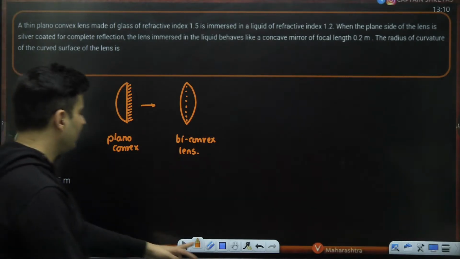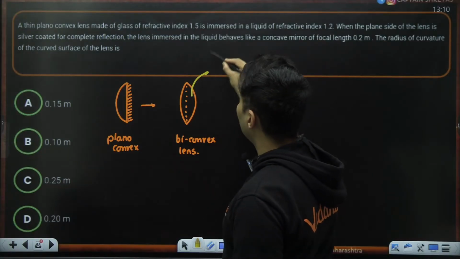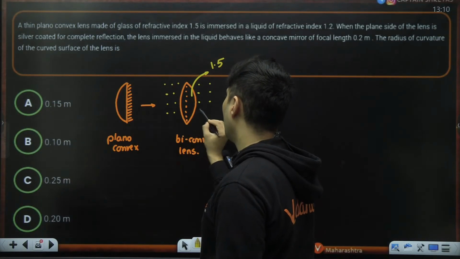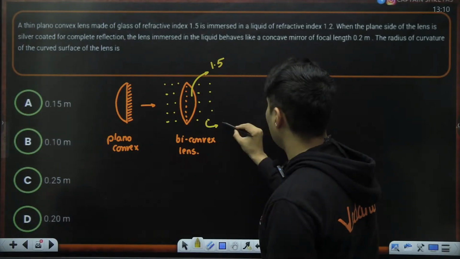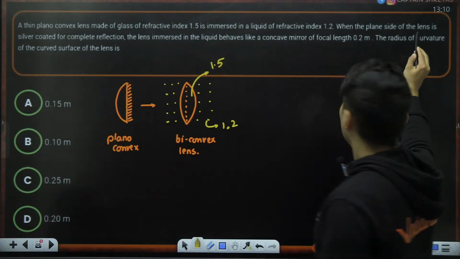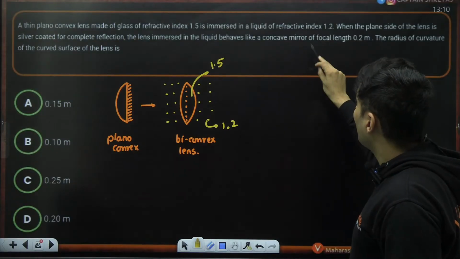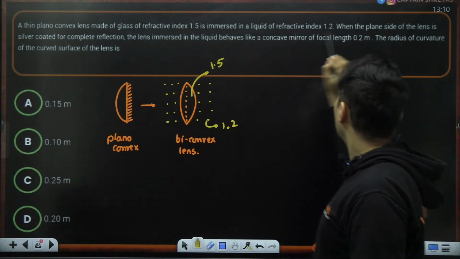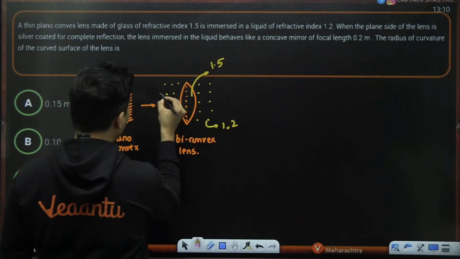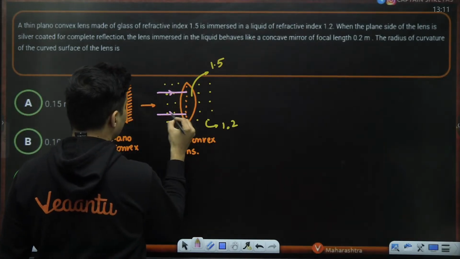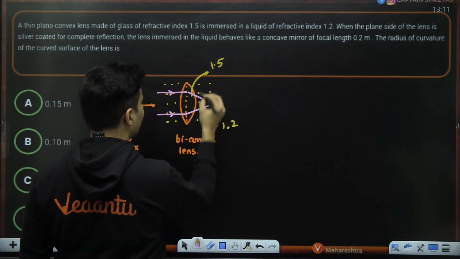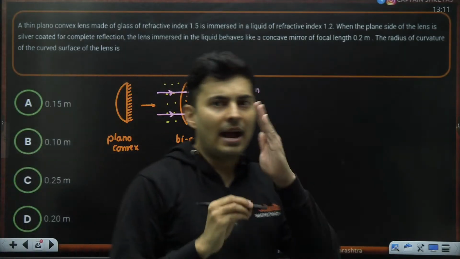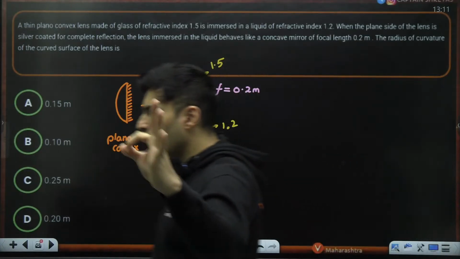The refractive index of the lens is 1.5. There is some medium outside, and that medium has a refractive index of 1.2. The lens behaves like a concave mirror of focal length 0.2, meaning the focal length of this particular lens is 0.2 meters. Had you passed the rays parallelly like this, these rays meet somewhere over here, and this focal length is 0.2 meters. Can you find the radius of curvature? Have I not simplified the problem by a big deal? How many of you realize this?